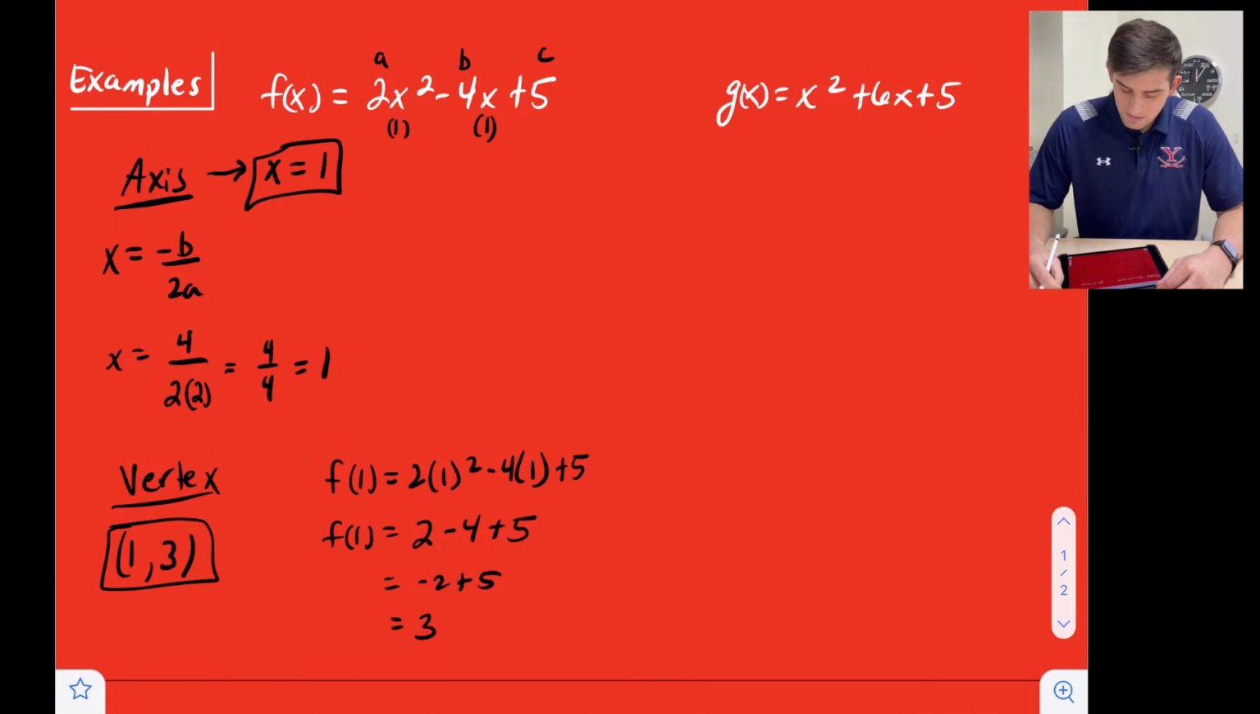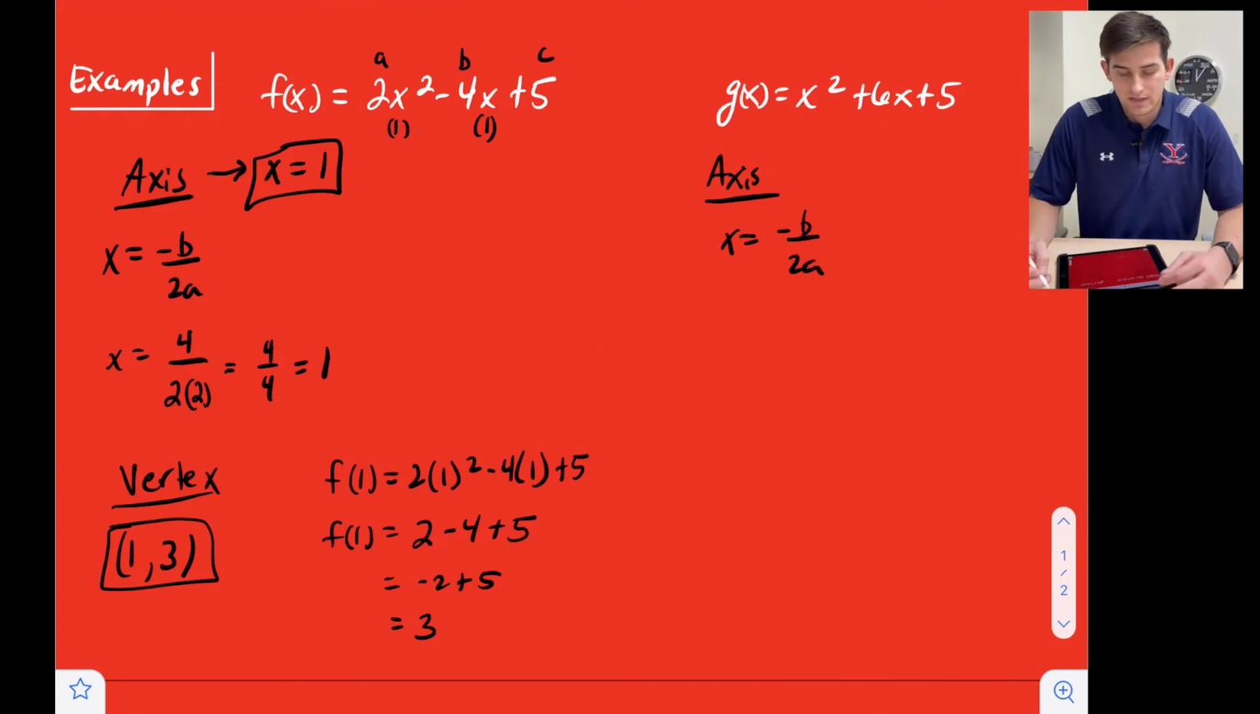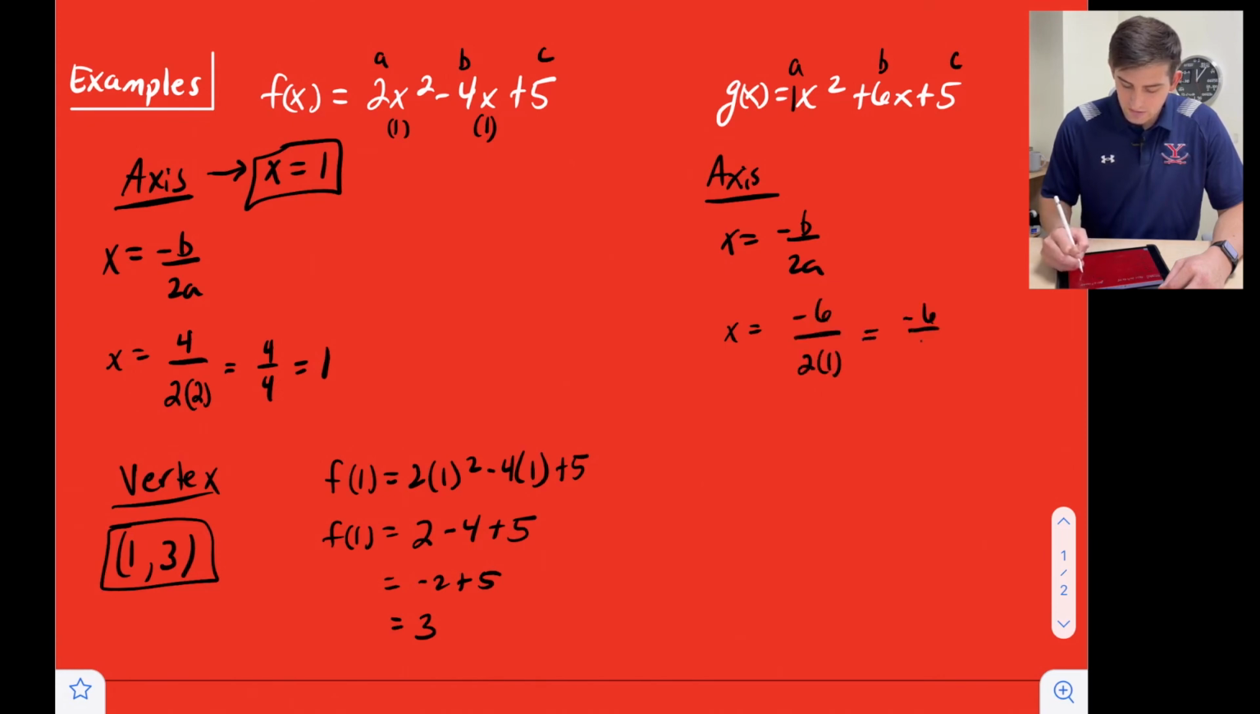g of x equals x squared plus 6x plus 5. So we'll start once again with our axis, and we'll do the opposite of b divided by 2a. And so now notice here, there could be a 1 right there. So a is 1, b is 6, and c is 5. So we're going to say the opposite of b, so negative 6, divided by 2 times 1. So negative 6 over 2, and that is negative 3. So the equation of our axis of symmetry is x equals negative 3.